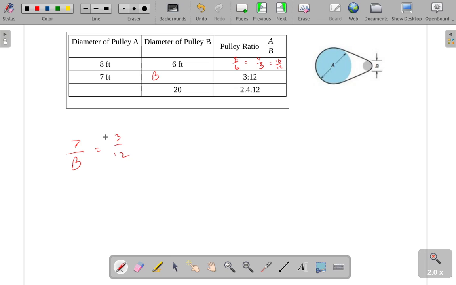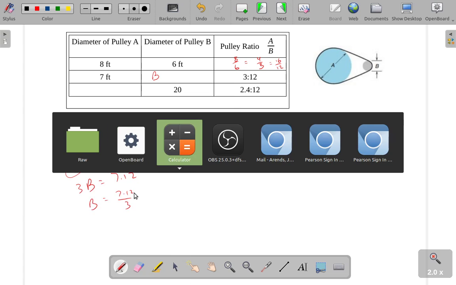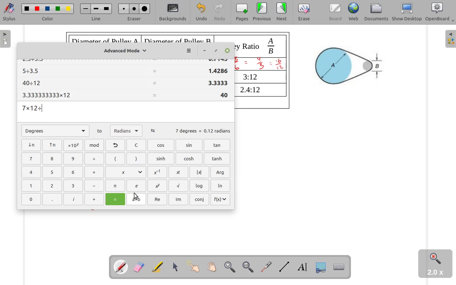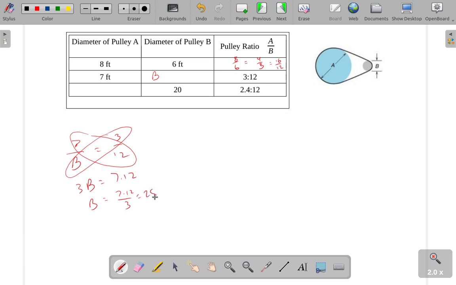Well, it looks like this is just a proportion. We get that 3B equals 7 times 12. When we divide this, 7 times 12 divided by 3, I'm just putting it all together so I can plug it into the calculator all at once. We get 7 times 12 divided by 3, which gives us 28. So that means this value here would need to be 28.